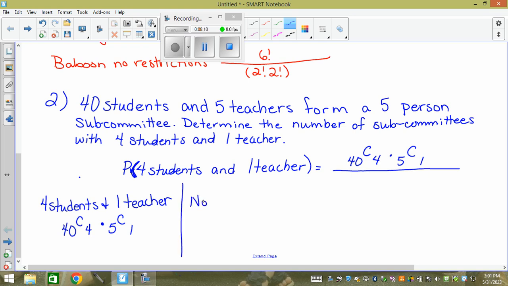Now my denominator is no restrictions. If there are no restrictions, how many teachers and students am I picking? 5. I'm picking 5. 5 of what? It doesn't matter. There's no restrictions. So how do I just choose 5? How many am I choosing them from? 45. Yeah. Because it doesn't matter if they're a teacher or a student, right? Exactly right.